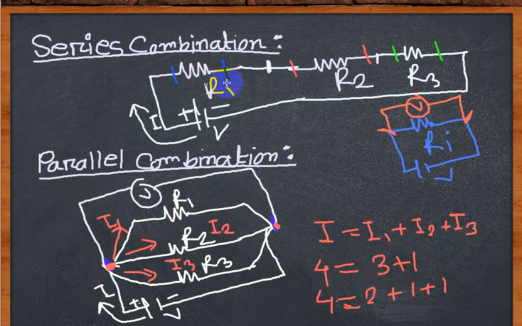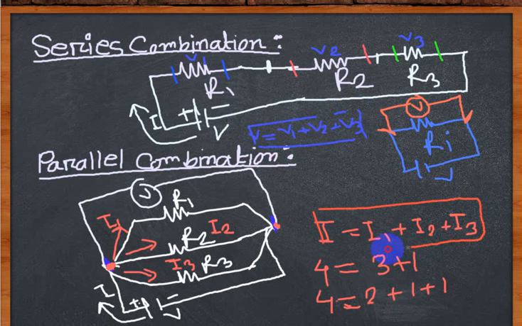But in series circuits we know that the voltage gets divided. So in a similar way we can write, suppose the voltage across R1 is V1, the voltage across R2 is V2, and the voltage across the terminals of R3 is V3. So we can write V is equal to V1 plus V2 plus V3. So we can write these equations.